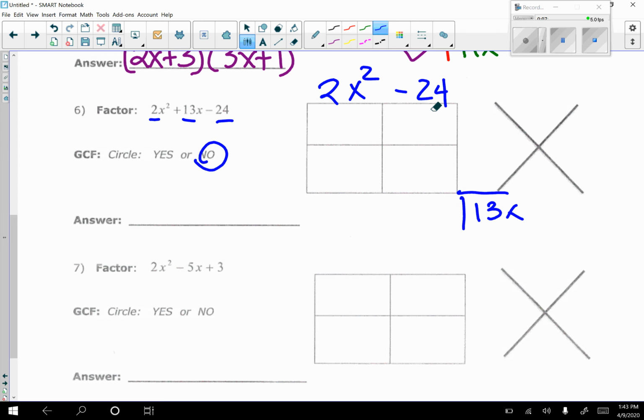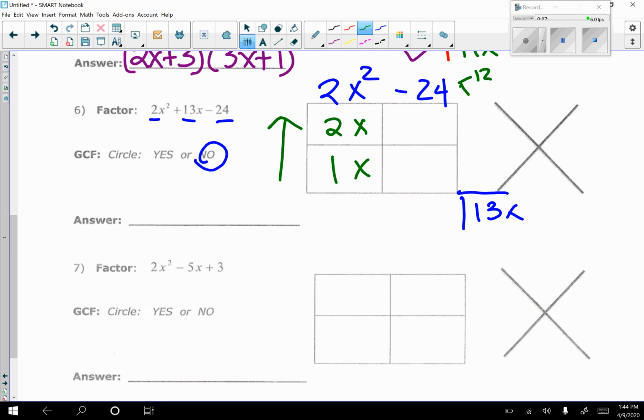Remember, I'm starting this way first. I'm trying to find two numbers that multiply to 2x squared and two that multiply to negative 24. So let's start with my prime numbers. I know this has to be 2 and 1. That's the only way to get 2. And it's x and x. When it comes to negative 24, I have a lot of different options here. Maybe you even want to list them out to the side.